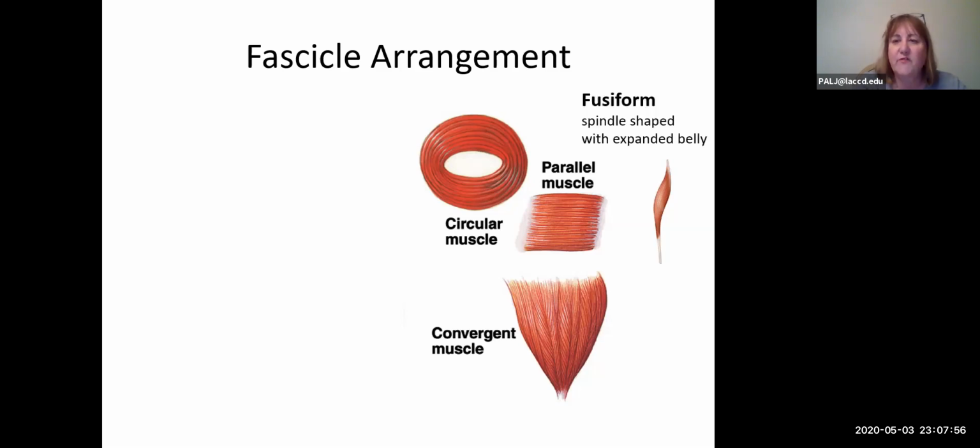Over here on the far right, this is a parallel muscle, but it's not exactly the same thickness all the way through. It starts out and then it actually gets fatter in the middle, and then it gets back to its resting width. And so that's called a fusiform shape.